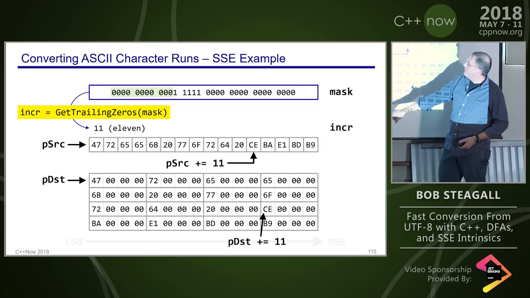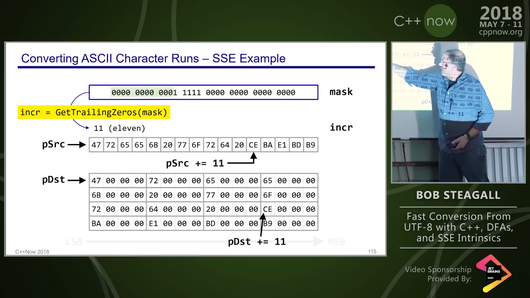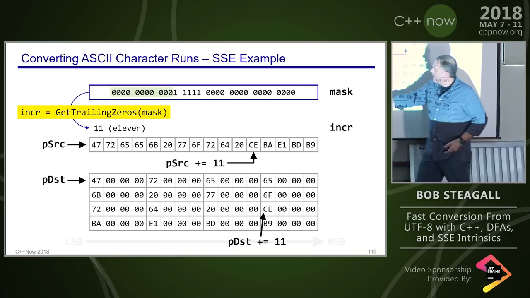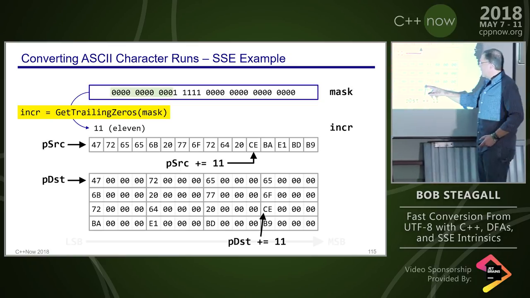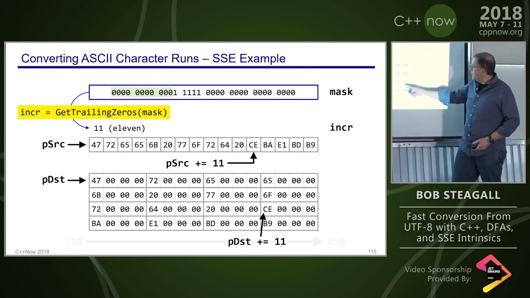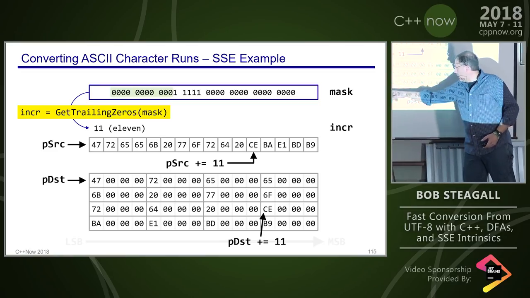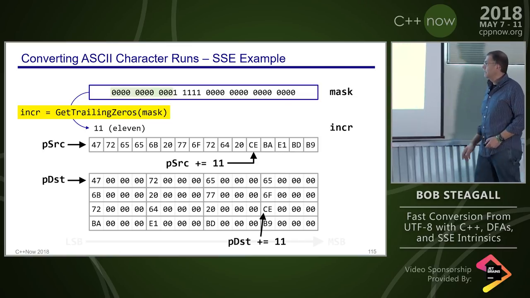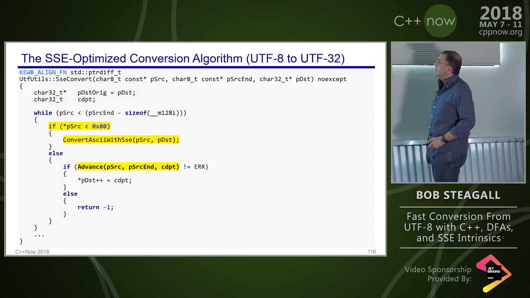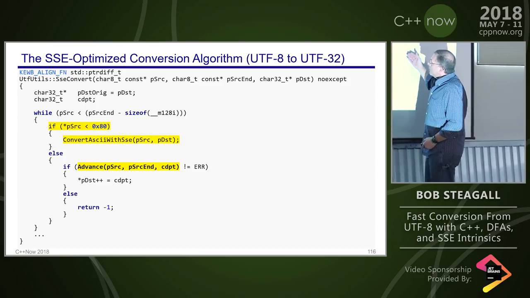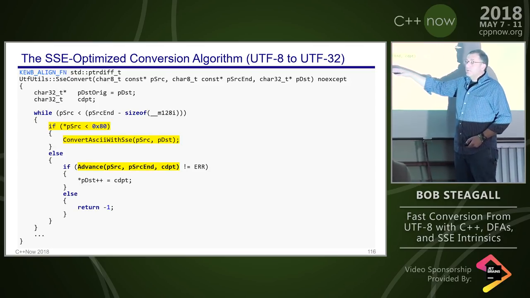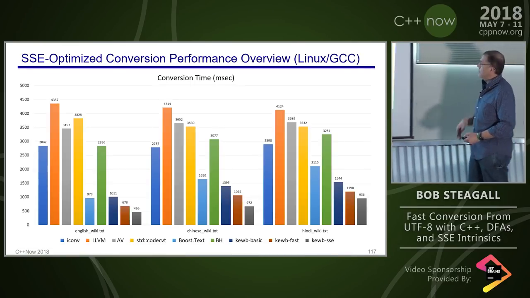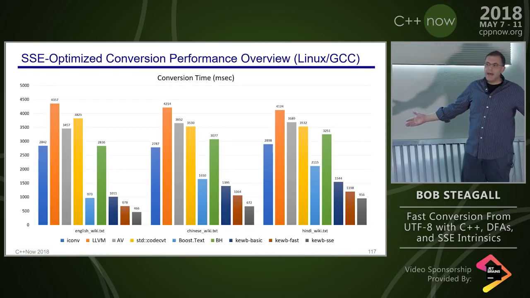So now I know I can advance my source pointer by 11, which now points me at a non-ASCII byte, and I can take my destination pointer, and I can move it by 11 D words. Now you might think, I've wasted some work here, right? I've copied some stuff that I didn't need to copy. So falling out of the function, my next byte I think was CE, we'll go into the DFA, cycle through that as previously. So does it have any benefit?